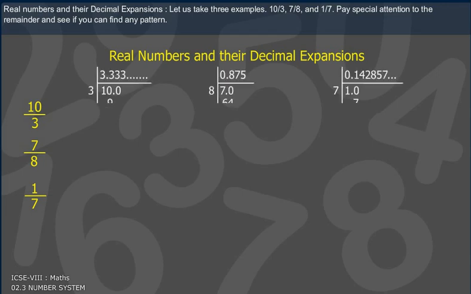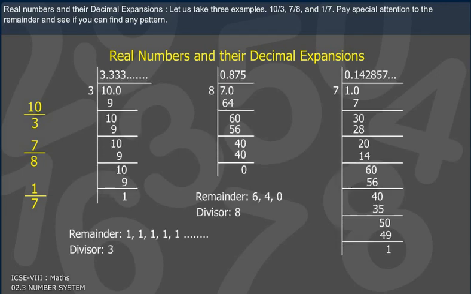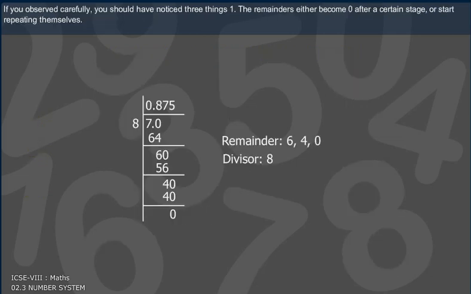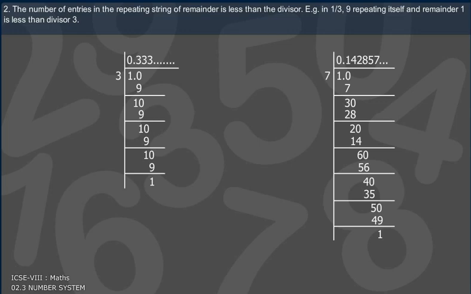Pay special attention to the remainder and see if you can find any pattern. If you observed carefully, you should have noticed 3 things. 1. The remainders either become 0 after a certain stage or start repeating themselves. 2. The number of entries in the repeating string of remainders is less than the divisor. Example, in 1 upon 3, 1 is the remainder repeating itself, and the number of entries, 1, is less than the divisor 3.